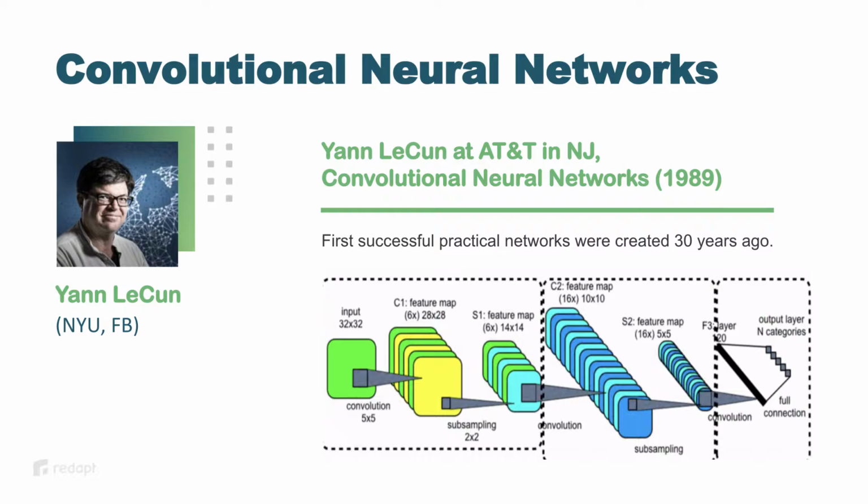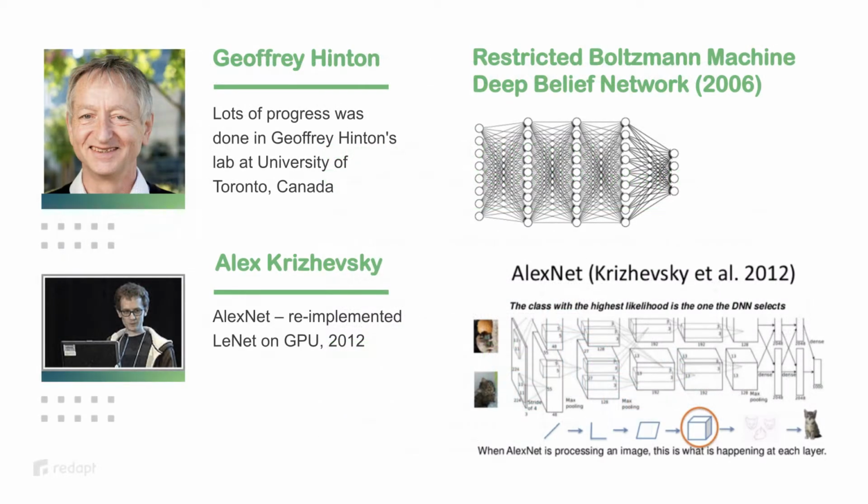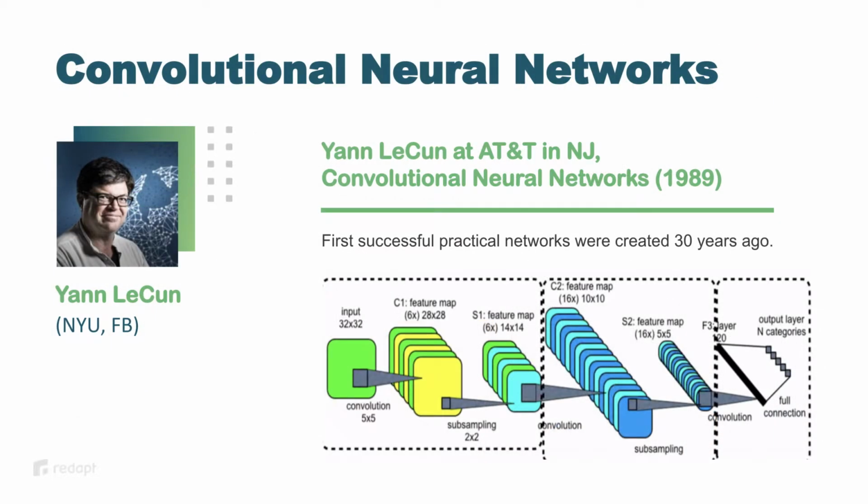Back then, computers were very slow, and he used some specialized computer equipment. Since then, a lot of progress was done at the University of Toronto, Canada, in the laboratory of Dr. Geoffrey Hinton. And in 2006, there was a seminal work where a deep neural network, fully connected between layers, was trained. It's called the deep belief network. And then several years later, Alex Krizhevsky, working in his lab, created a new version of LeNet. LeNet is this network by Yann LeCun. That's why it's called LeNet, for LeCun.